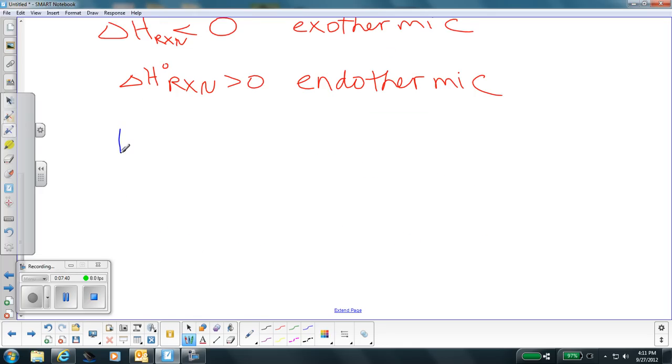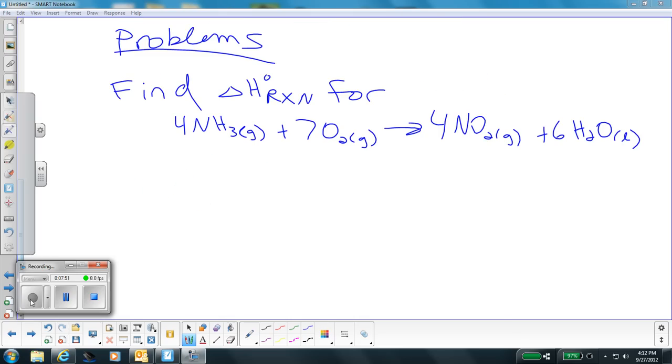So now it's time to do some actual problems and not just talk about this in qualitative terms. We're going to find the heat of reaction for the reaction that I have listed up on the board. Where would you go? That's right, appendix, page A19 through A22, and you would look up the heat of formation values for each of these different chemicals. So we look up the heat of formation for NH3, for O2, for NO2, and H2O.